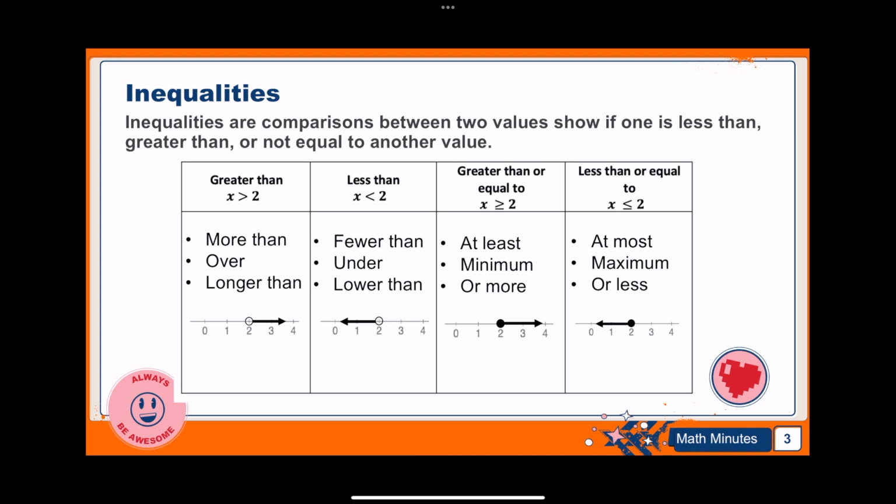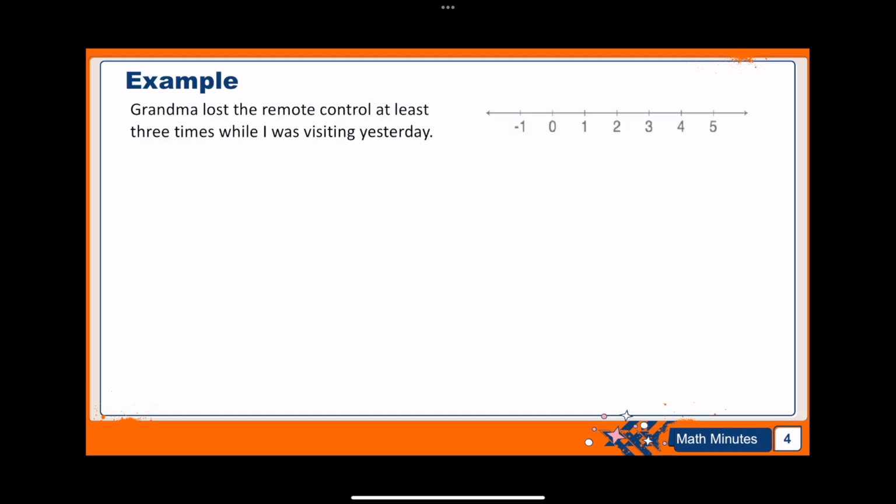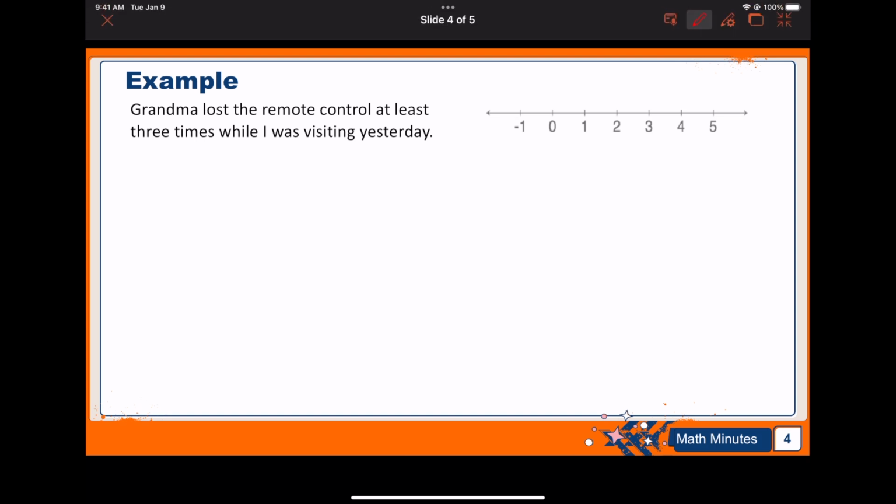All right, now let's take a look at a couple of examples that we can use to illustrate how to do this. So we have an example situation here. It says, Grandma lost the remote control at least 3 times while I was visiting yesterday. Oh, has anyone seen the remote control? When we're talking about at least, that's our vocabulary phrase there. We see that phrase at least.